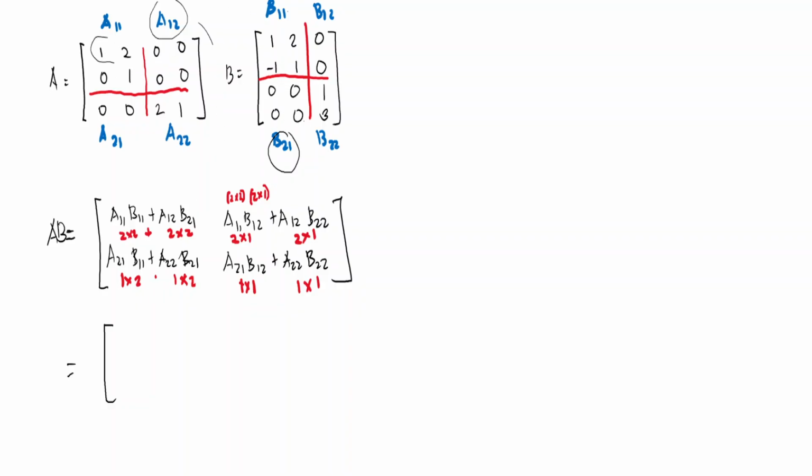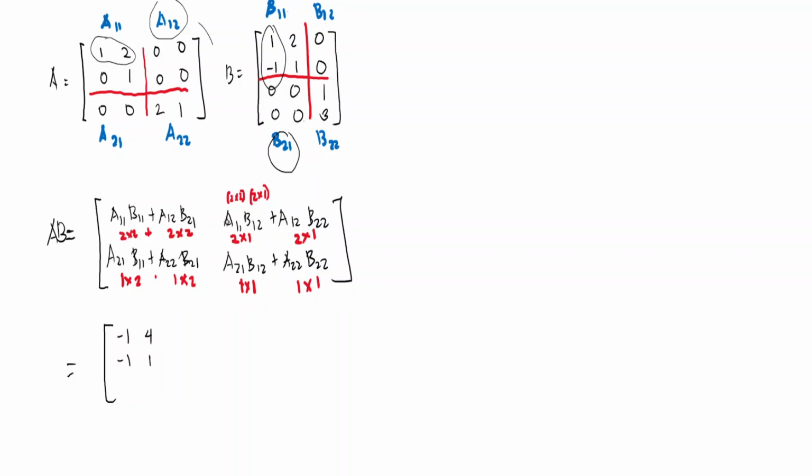So the first row multiplied to the first column. So that's 1 times 1, and then plus 2 times negative 1, so that's negative 1. Then this multiply to this one, so that is 2 plus 2, so that is 4. And then 0, 1 multiplied to this, we have negative 1. And then this multiplied to this, we have 1. Okay, so that is a 2 by 2 matrix for our first block.